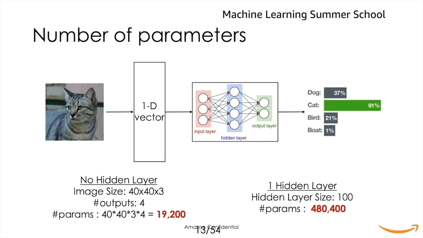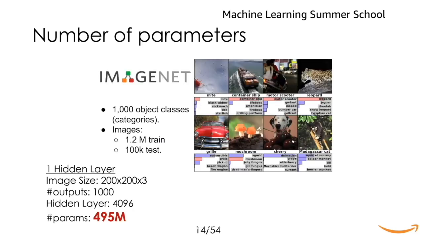What happens if you increase the size of the image and also increase the number of object classes you want to classify into? ImageNet is a very popular open source database which is used in the ILSVRC competition, which is held annually. And it has 1,000 different classes of objects, with a large training set of 1.2 million and a 100K test set. Now consider classifying on this database.